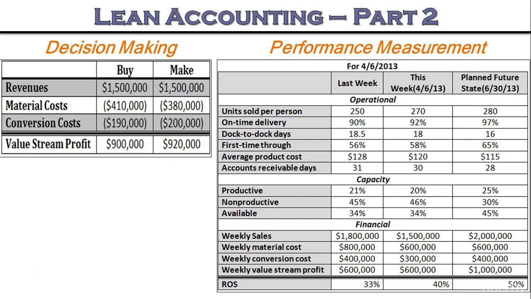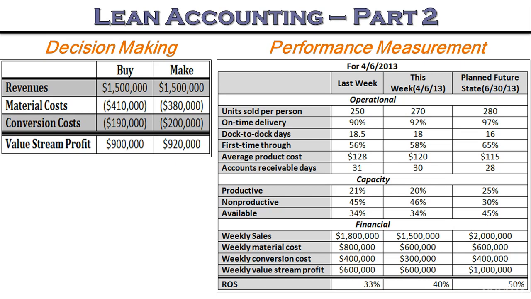Dock-to-dock is a cycle time measure and is the time it takes for a product to be manufactured from the moment materials arrive at the receiving dock until the finished product is shipped from the shipping dock. First time through is a measure of quality and is simply the percentage of product that made it through production without being defective and thus needing to be rejected or reworked. Capacity is labeled as productive, value-added, non-productive, non-value-added, and available, unused capacity.